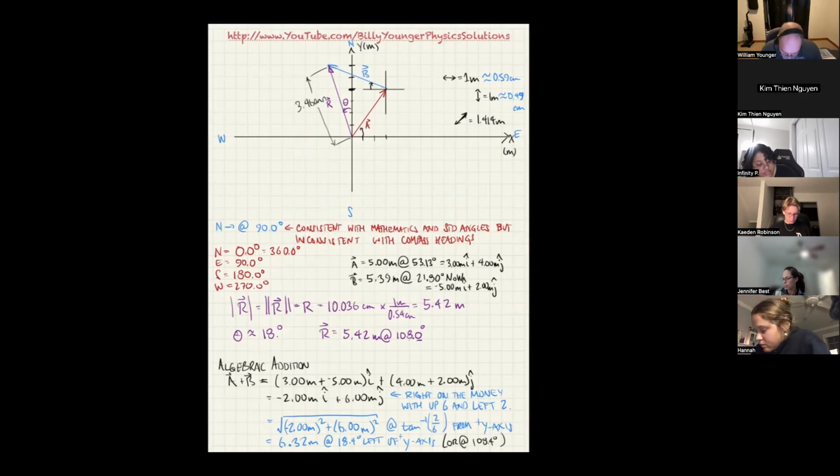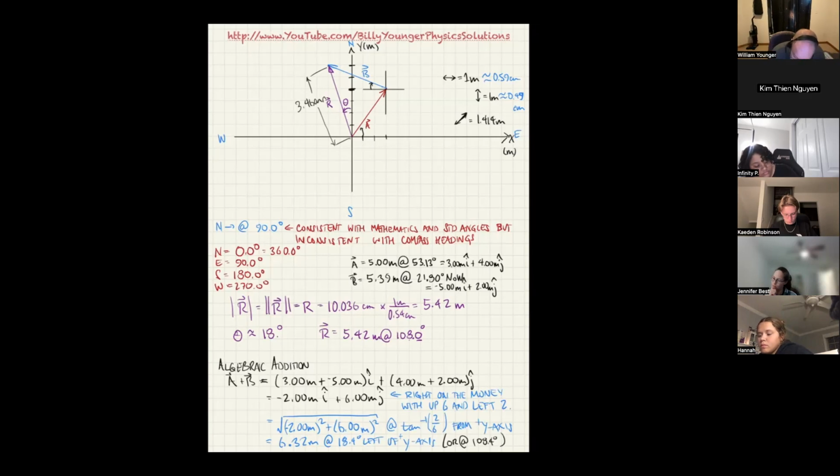Okay. So what I did graphically was I found that it was 5.42 meters long at 108 degrees. So even if the 6.32 is right, I got a difference of 6.32 minus 5.42. That gives me a difference of 0.9. And now I'm going to divide that by 6.32. And in fact, that's only 14% error.